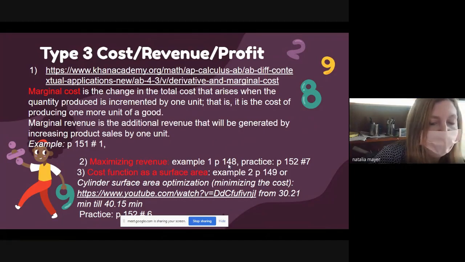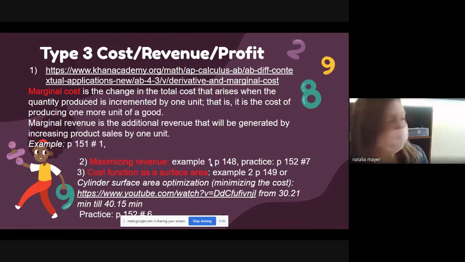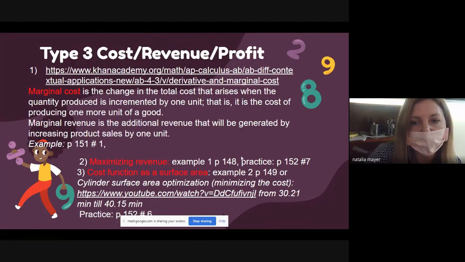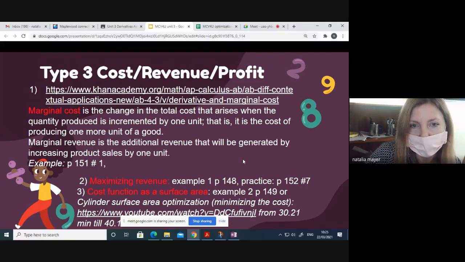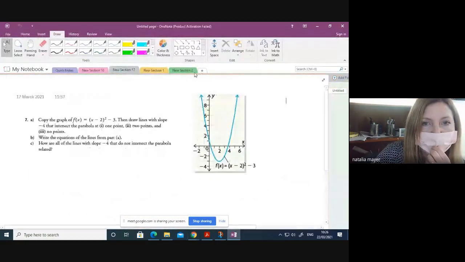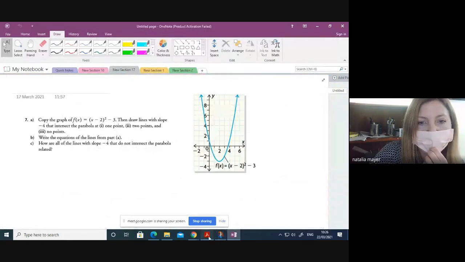It's an example on page 148, question 1, but we will model it together. So I need your help. Let's see how successful you were in grade 10. Page 148, example 1. Looks very familiar. Exactly. That's not this one. Sorry, just a second. 48.